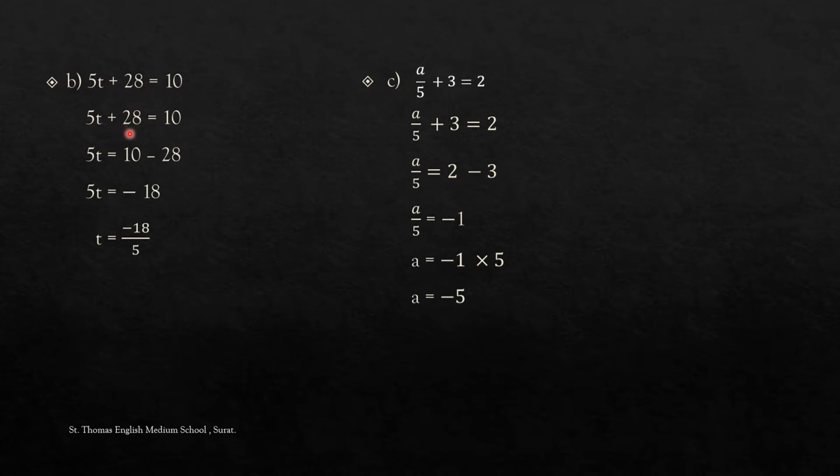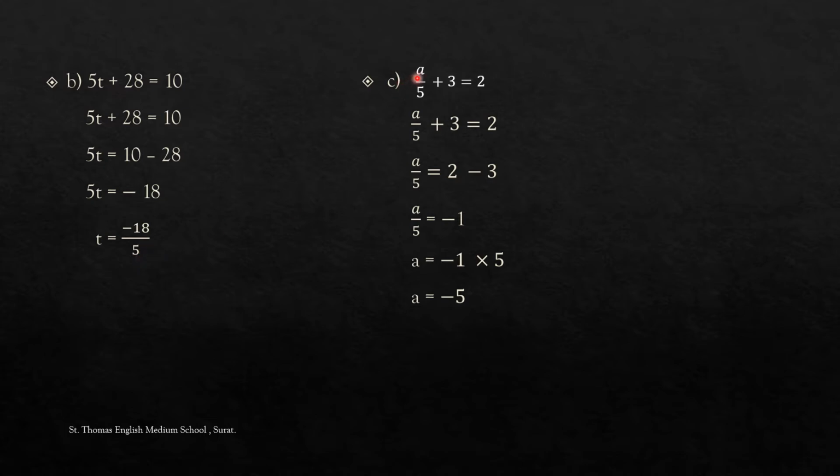Write the question once again. That is plus 28. If it goes here, it becomes minus 28. So 5t is equal to 10 minus 28. One positive number, one negative number, you have to subtract. 28 minus 10, that is 18. And put the greater number's sign. 28 is the greatest number, the sign is minus, so put a minus sign. 5t is equal to minus 18. So t is equal to minus 18. This is a multiplication. If it goes, it becomes division. So minus 18 divided by 5.